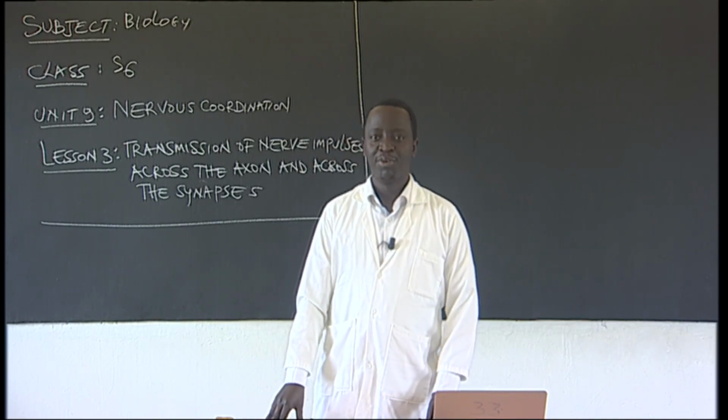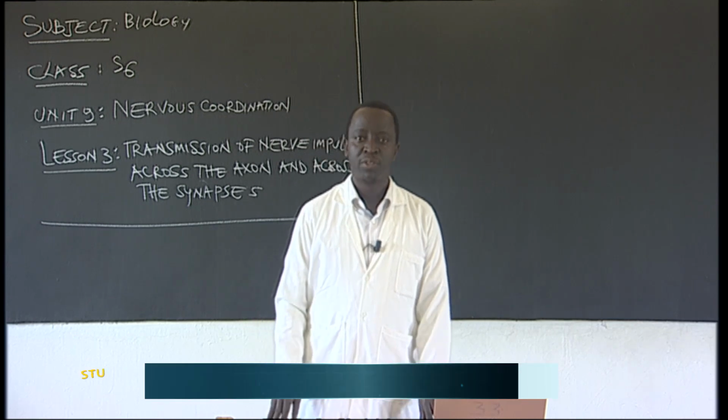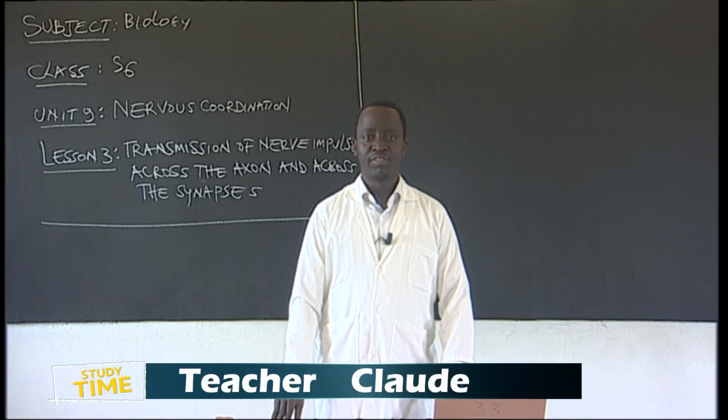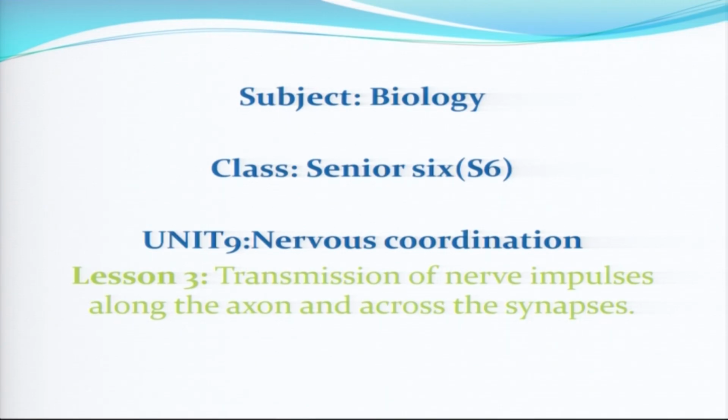So you're welcome to the biology lesson. As usual, you are with the teacher Claude. So it is Senior 6 class. You have to be ready. Make sure you have your notebooks where you can write some explanation of the lesson of today. We are on unit number 9, which is nervous coordination, and the lesson of today is transmission of nerve impulse along the axon and also across the synapse.